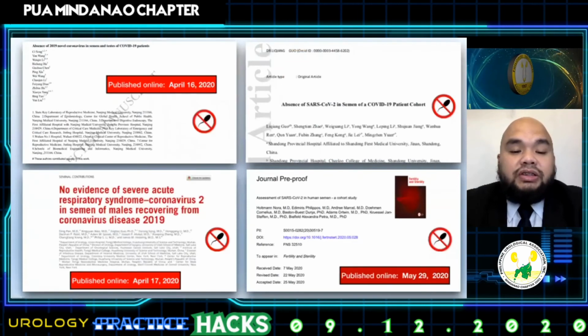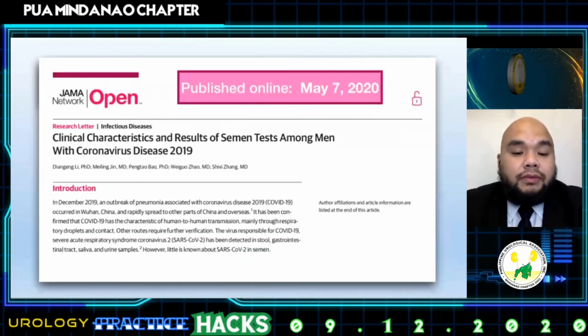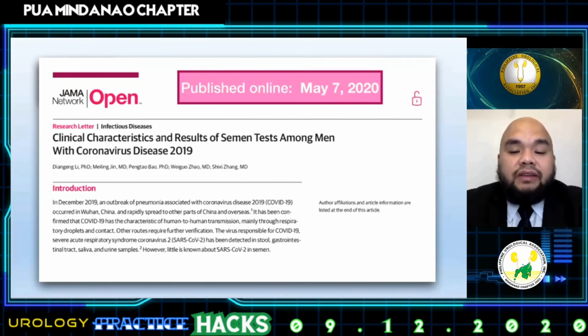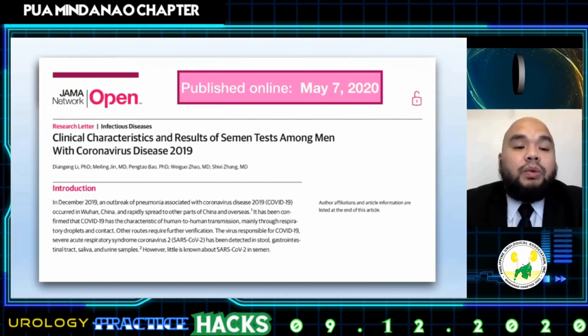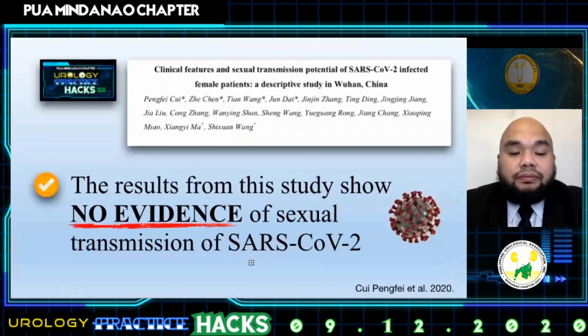Initial studies showed absence of the virus in the semen. Last May of 2020, the first study reported the first finding of the virus in the semen of men with coronavirus disease. Six out of 38 men with COVID-19 had the virus in their semen. Four of them were during active infection, and 2 of them were in the recovery phase. In another study, there is no evidence of sexual transmission of coronavirus.